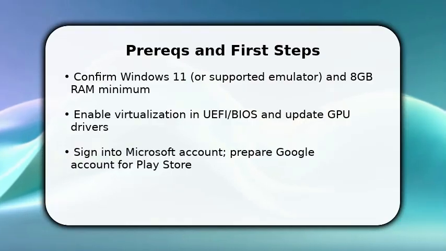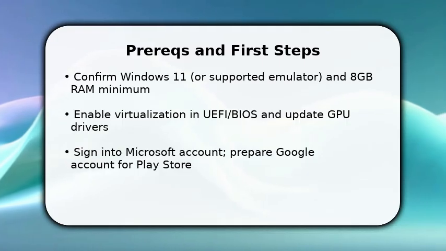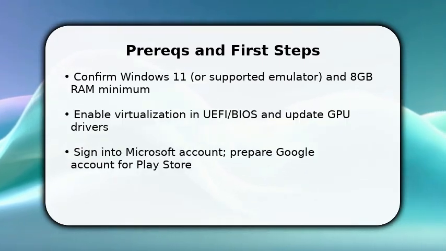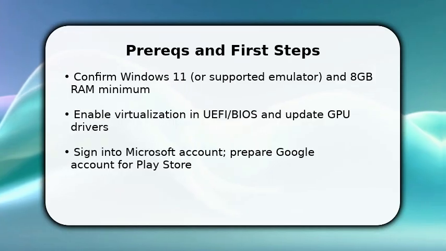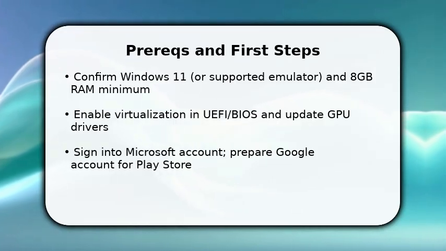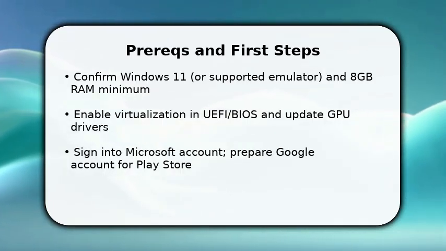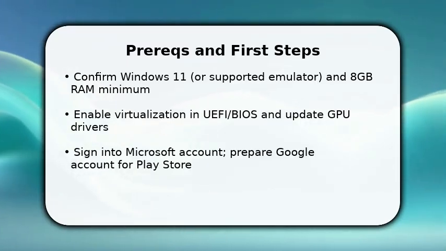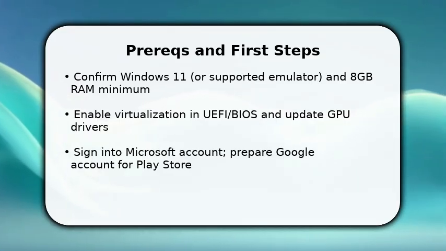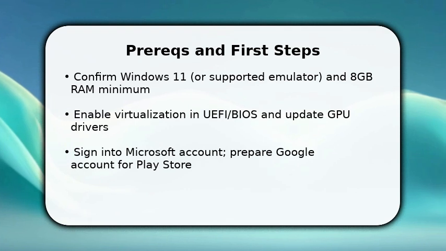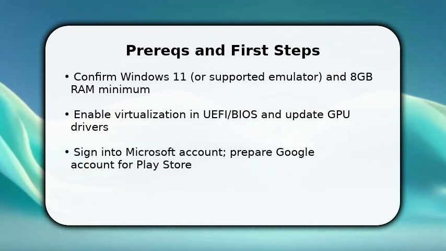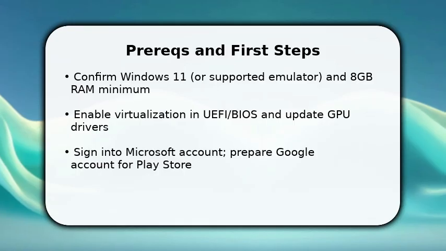You'll start by confirming system readiness. Make sure Windows 11 or a compatible Android emulator is installed and that you have at least 8 GB of RAM. Enable virtualization in UEFI or BIOS because Android runtime relies on hardware acceleration. This speeds apps and prevents crashes. Update your graphics drivers so Play Store rendering is stable. Once done, sign into your Microsoft account to access the store or open your emulator, and be ready to add a Google account when prompted.